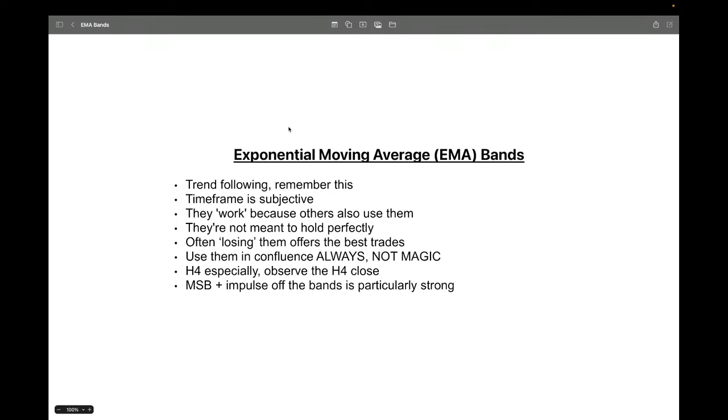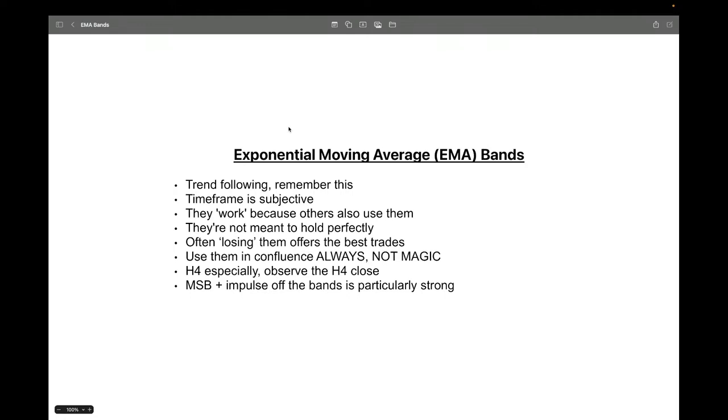This lesson is going to introduce you to the exponential moving average and a strategy for trading them in trends using the EMA bands. So first of all, you need to understand what is an EMA. What is an exponential moving average? Well, you've already seen what a moving average is from a previous lesson.